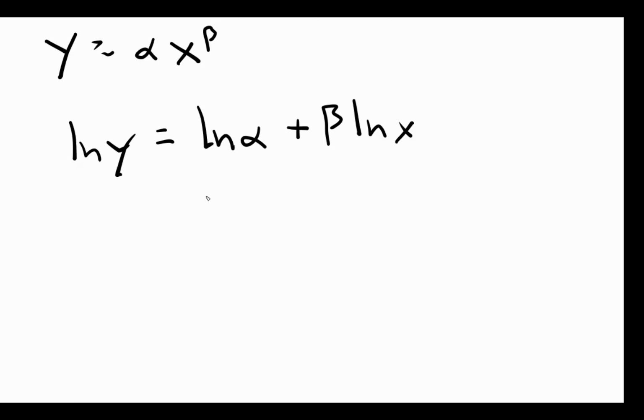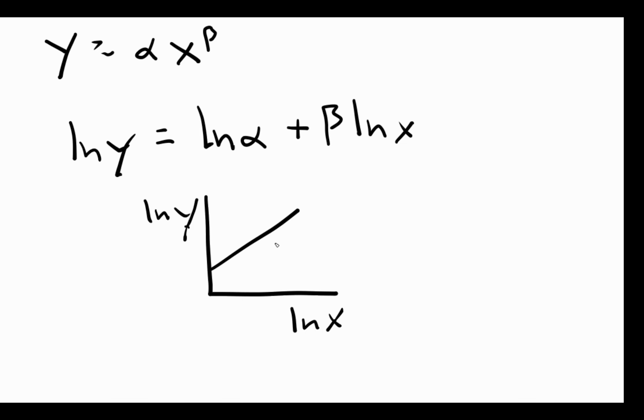As another example, we can do something similar if we have a power law relating x and y. So if y is equal to alpha times x to the beta, then you linearize again by taking the natural log of each side. And now if you plot the natural log of x against the natural log of y, you have a straight line, the slope of which is beta, and the intercept for which is the natural log of alpha.